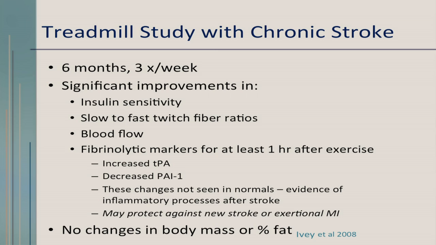They found changes with increased TPA, and as we know, TPA is the big clot buster medication that is delivered after an ischemic stroke if the person is able to get to the emergency center in 3 hours. They also found a decrease in a substance called PAI-1, which is a bad marker, so having a decrease in this marker is a good thing.